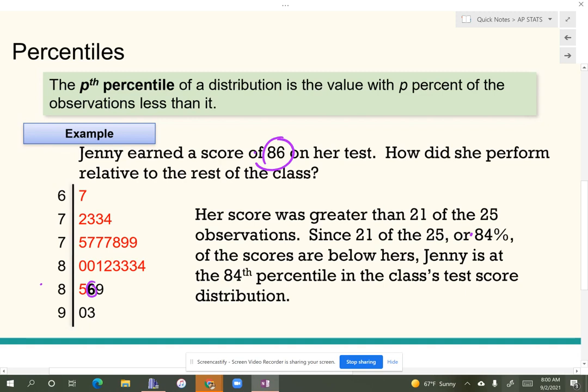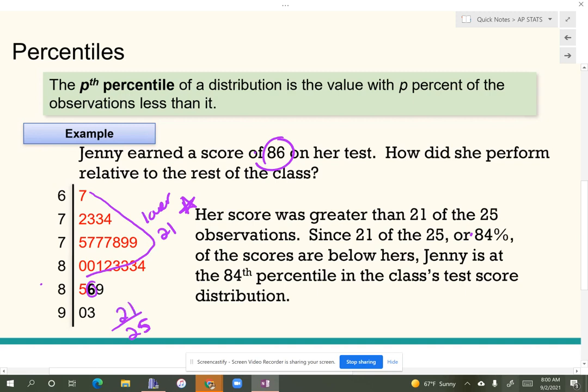Well, if we didn't have this lovely explanation right here, what we would have to do is figure out, one, how many test scores there are. So we count them all up, and you have a total of 25. Then we look to see how many scores are lower than Jenny's. All these red ones that are lower, there are 21 scores that are lower than Jenny's.